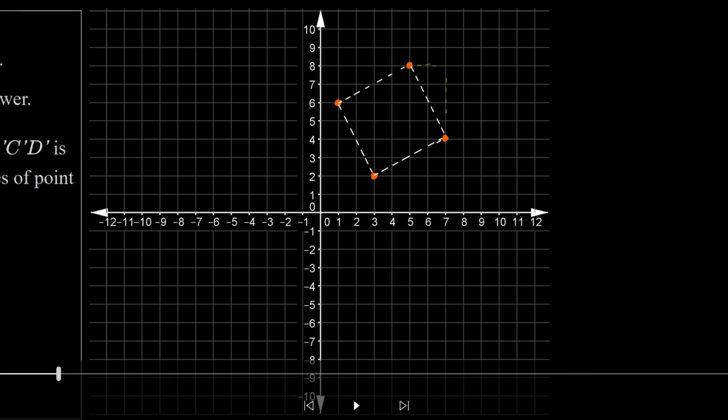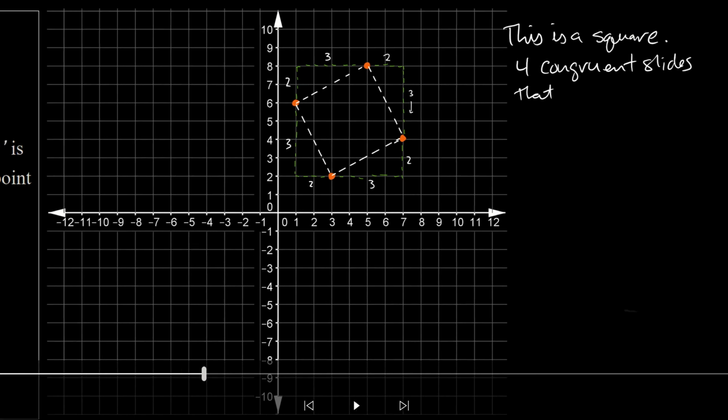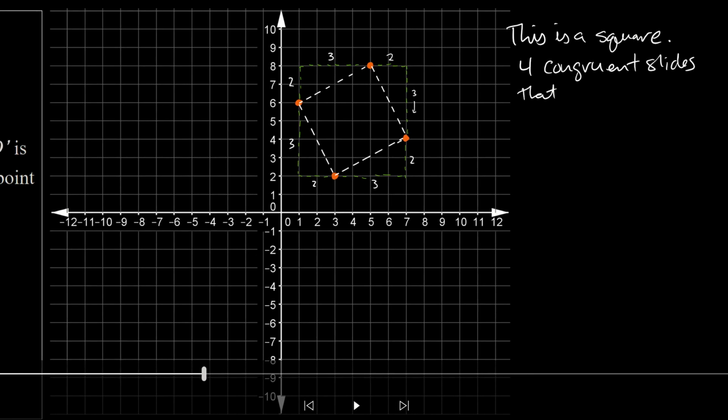Well, that has a lot to do with the slope triangles. And if I go around, all of these are 2 by 3. So this is a square. It has 4 congruent sides. Now, I haven't even said what the side lengths are, but I just say this: I know that they're congruent because they're all bounded by right triangles that are 2 by 3.